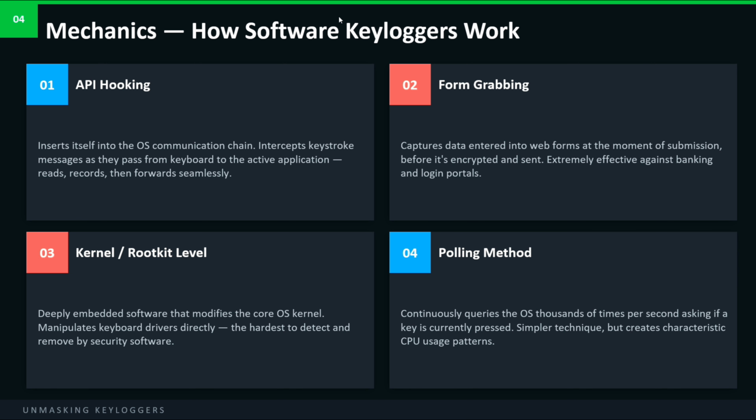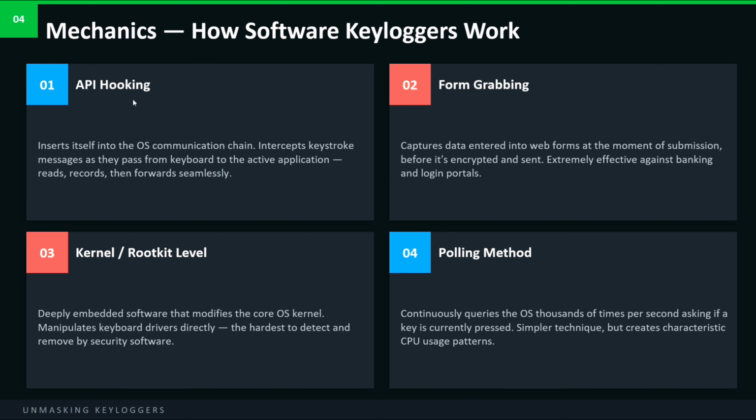Now let's understand how the software keylogger works. There are four techniques which come under software keyloggers: one is API hooking, then form grabbing, rootkit level keyloggers, and the next one, the polling method. These are the four techniques.